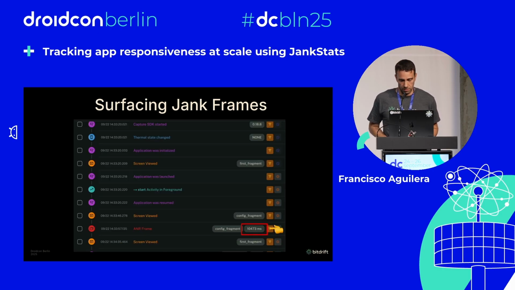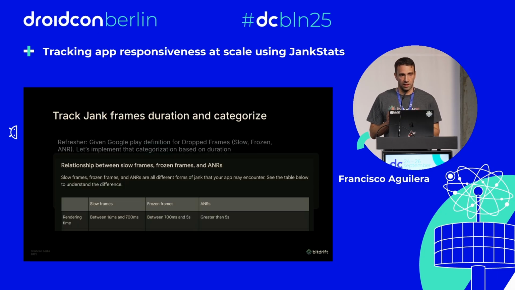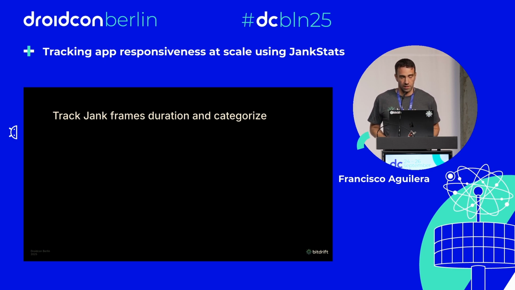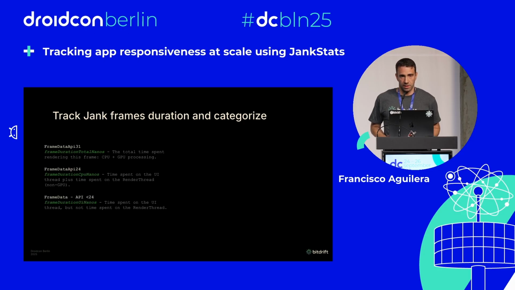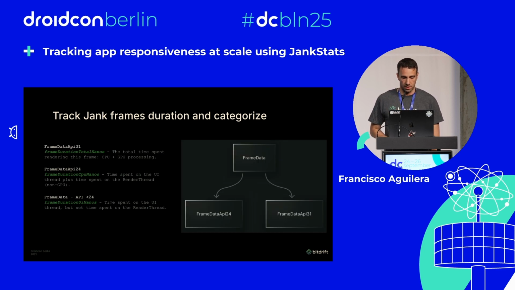We can get the duration. We can get this category. This is the refresher: Google Play recommends this category, so you can focus first on the most important issues. And in order to do that category, there's a small caveat. Depending on the API level, you have a different duration. For example, on API 31, it represents the total time spent on CPU and GPU processing. On API 24, it's the render thread, non-GPU, and the UI thread, and below that it's just the UI thread because it relies on the Choreographer. It's not as accurate. The latest API is way more accurate.